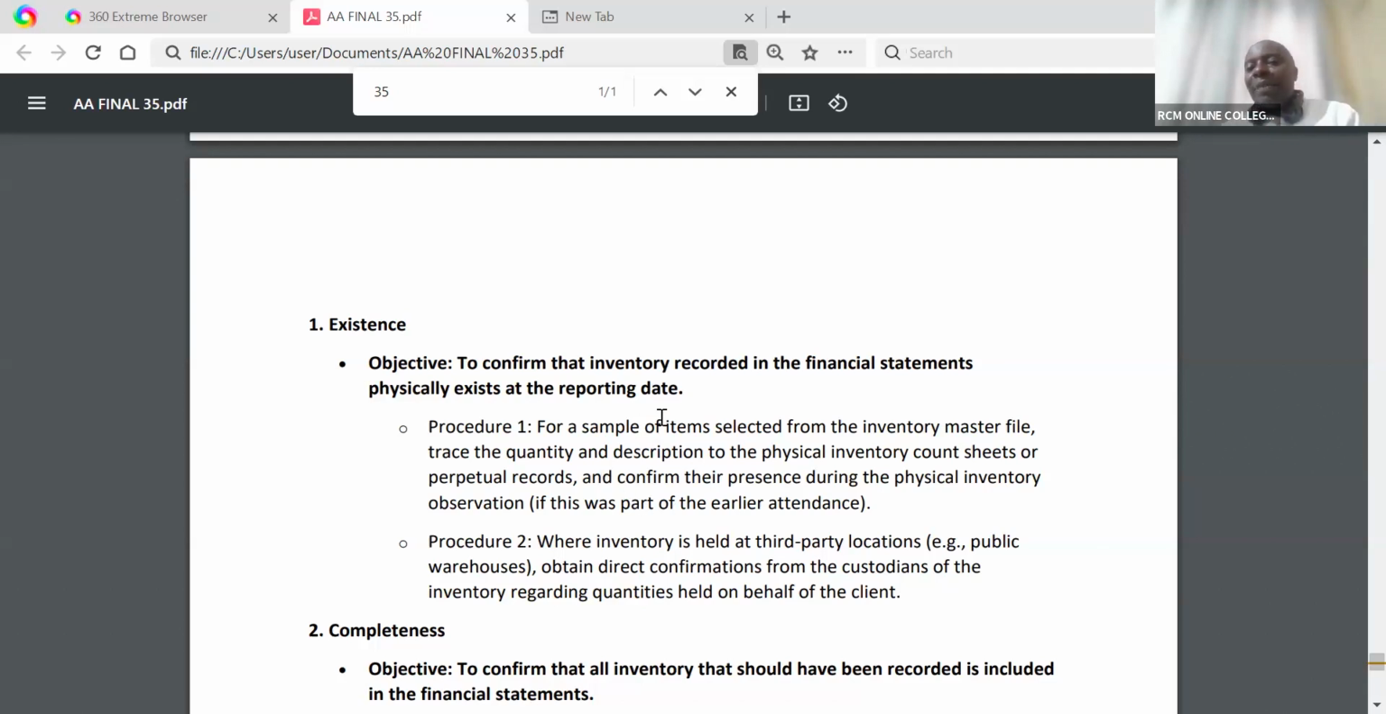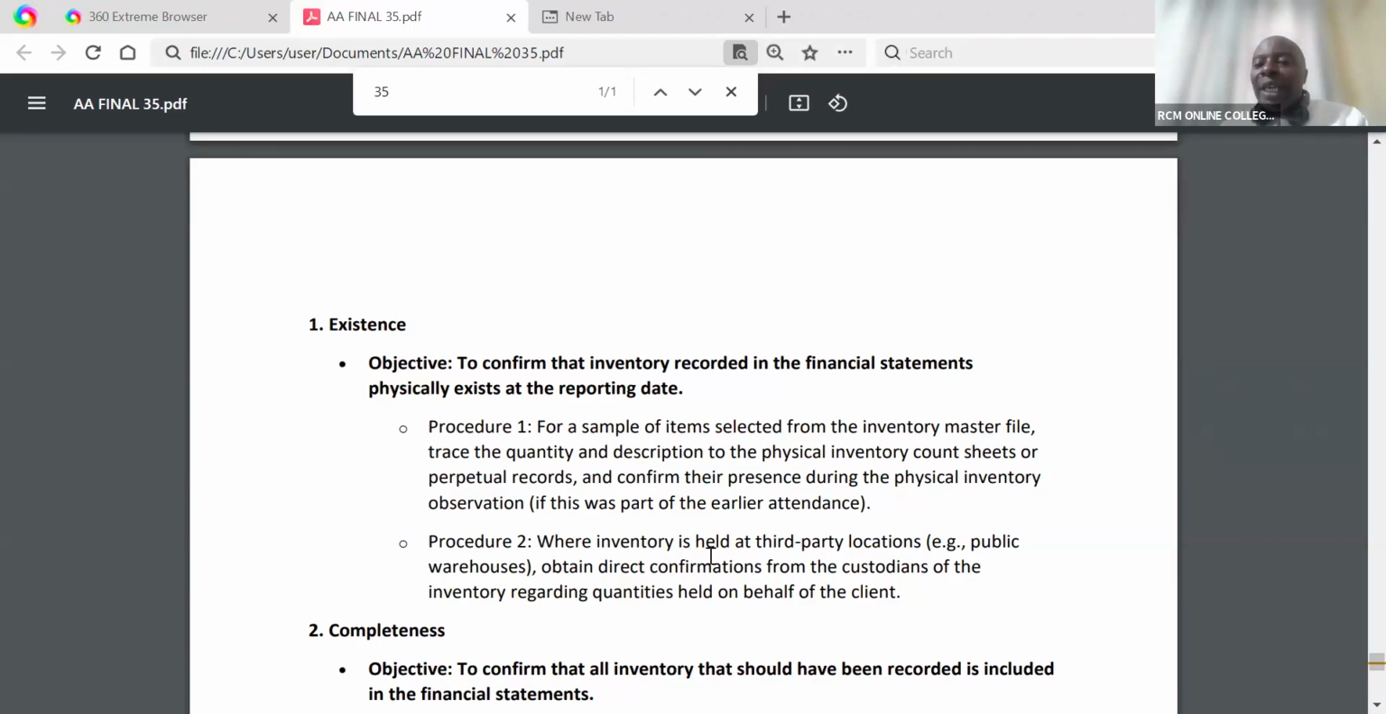For a sample of items selected from the inventory master file, trace the quantity and description to the physical inventory count sheets or perpetual records and confirm their presence during the physical inventory observation, if this was part of the earlier attendance. Procedure number 2.